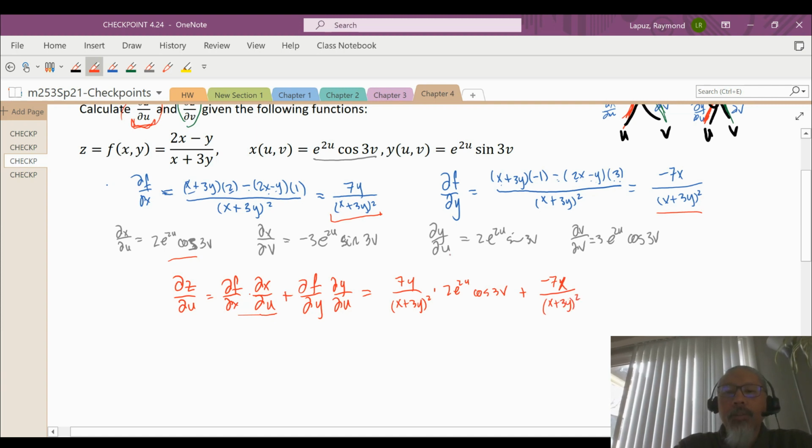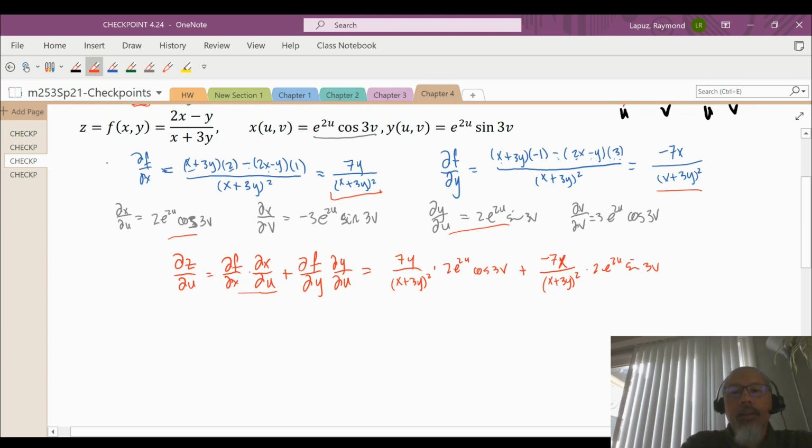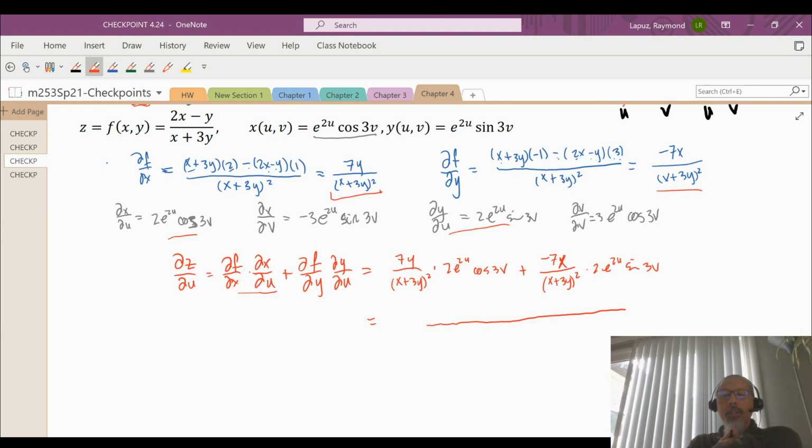Times the partial of y with respect to u. Now this looks like it can fall under one big denominator, and we normally would want to change everything back to the bottommost variables. That would be the u's and v's. So we're going to take x's and y's and replace them with the functions. First we'll have 7 times y.